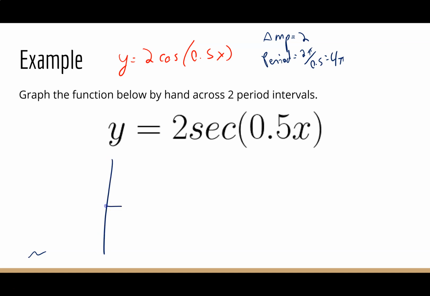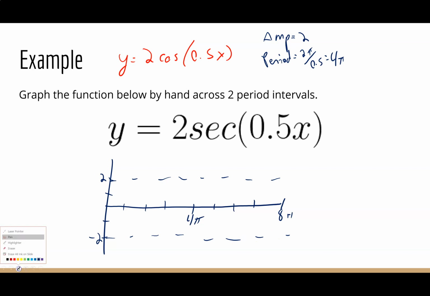So on my graph, 4 pi in the middle, 8 pi, and so on, and it goes up and down 2 from 0 because the midline has not changed. I'm going to draw some dotted lines, and this will give me my cosine wave.